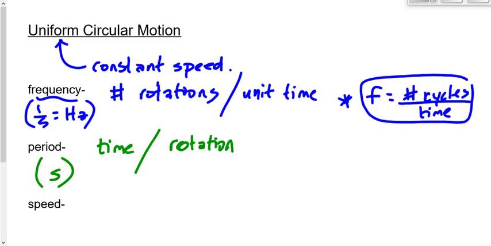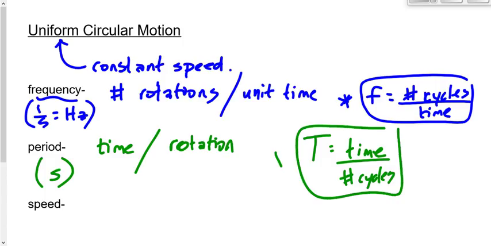the time for one complete rotation, would be not lowercase t, but, Jacob? Uppercase T, big T. And we're going to say it's the time divided by the number of cycles, or the time divided by the number of rotations or revolutions. Star that one as well, because that one's not on our data sheet as well.